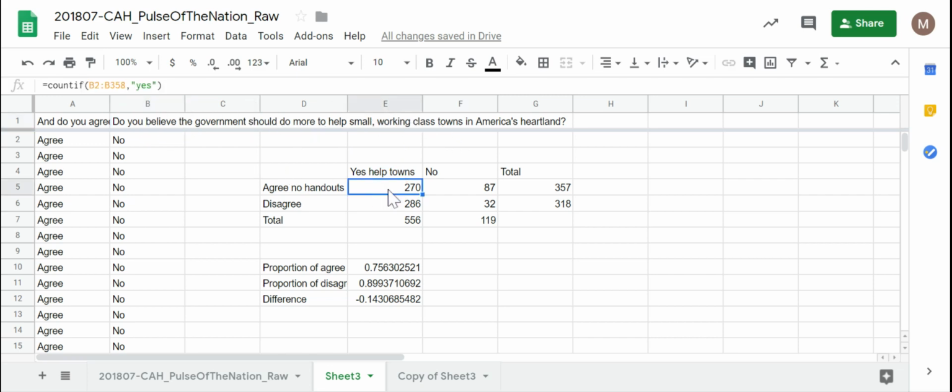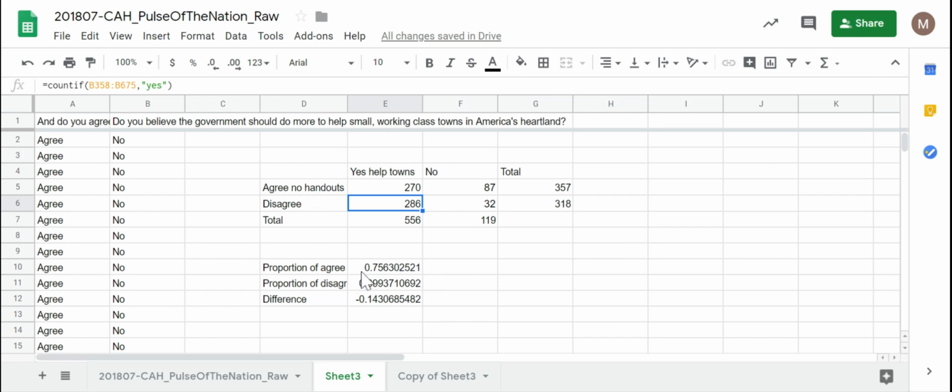Interestingly, 270 people somehow managed to agree that the government should not give handouts, but they should help small towns. And 32 people disagree. They think the government should give handouts, but not to small towns. So these 302 people seem to be a little bit confused and inconsistent. These people, on the other hand, these 286 and these 87, are at least consistent between their responses.